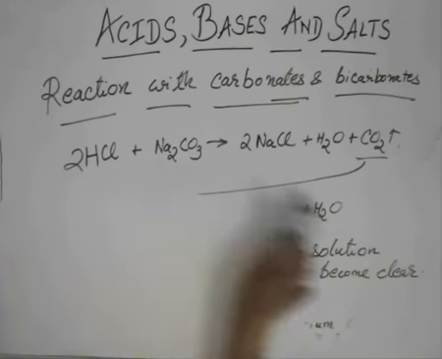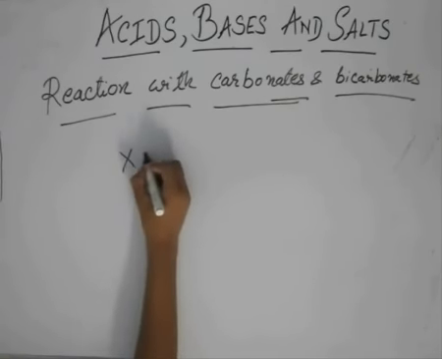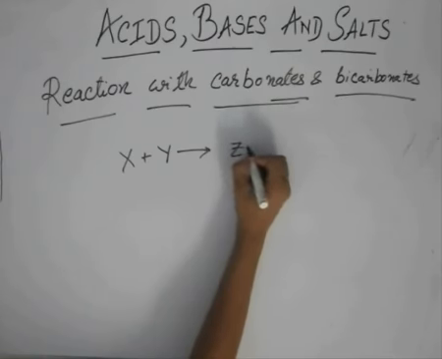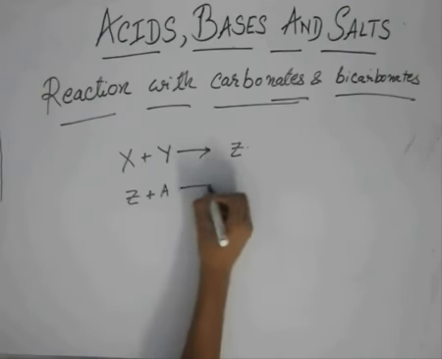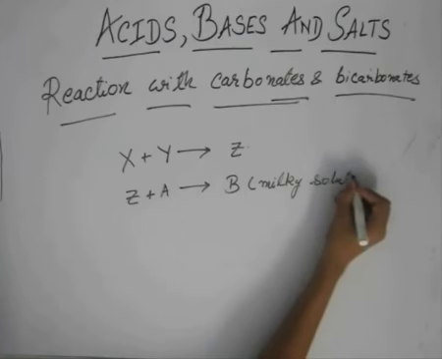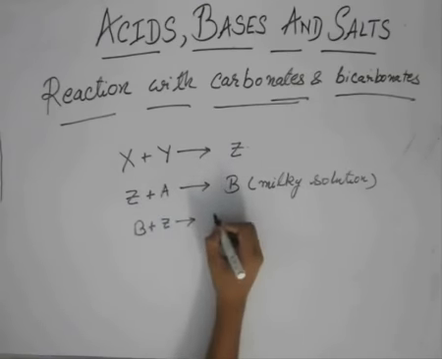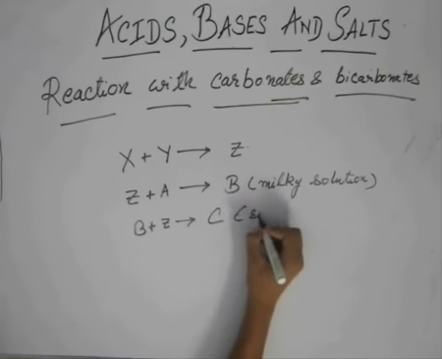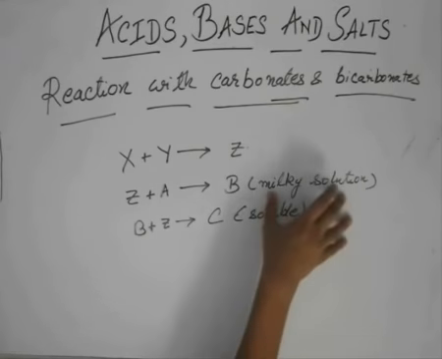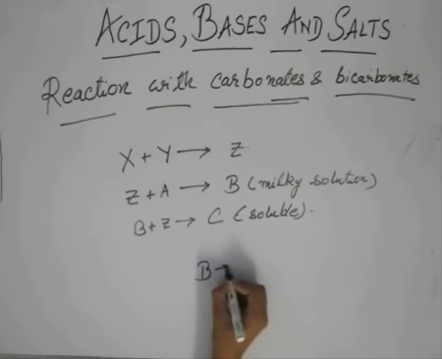So if you are asked questions like: X reacts with Y to give something, a gas Z, and Z when passed through A will give a B which is a milky solution, and B on reaction with Z again will give, suppose, C, which is soluble, and identify X, Y, Z, A, B, C. So this milky solution, these things actually give you the keywords. Milky solution means it has to be calcium carbonate. So we figured out B as calcium carbonate.